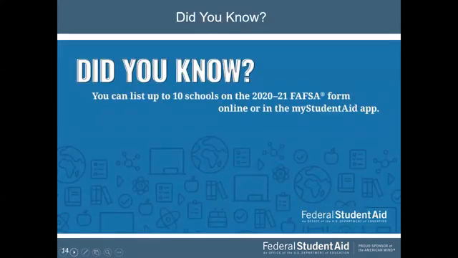And then when you are completing the FAFSA, you can list up to 10 schools at a time on one form. A lot of people think, oh, I can only do one school at a time. You can list up to 10 schools, and we encourage that you put down more than one school, because each school is going to offer a different amount of aid to the student. So again, up to 10 schools are possible on one application.